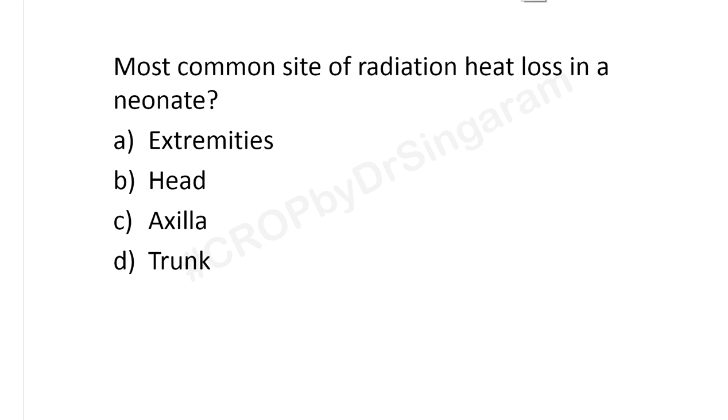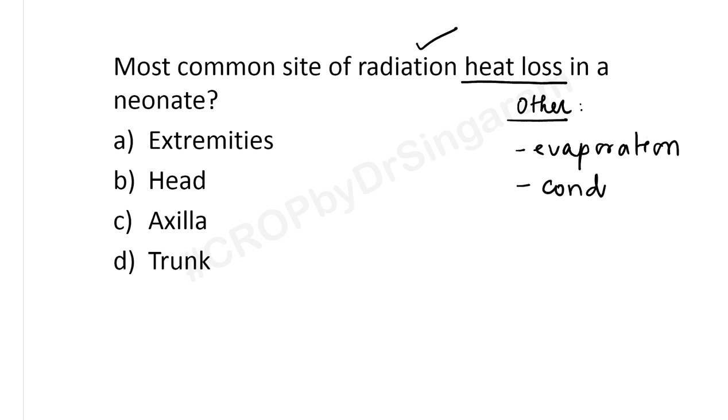This is a very important question regarding temperature regulation in a newborn. The question is, most common site of radiation heat loss in a neonate. Before I start discussing the question, when we talk about heat loss in a neonate, there are different ways by which a baby can lose heat. One of course is radiation. What are the other ways in which a baby is going to lose heat? This includes evaporation. What are the others? Next one is conduction, and the next one is convection.